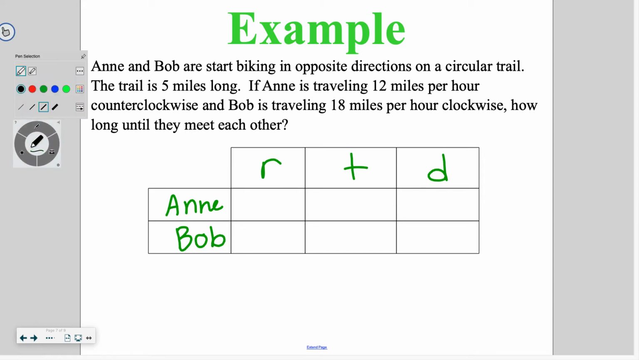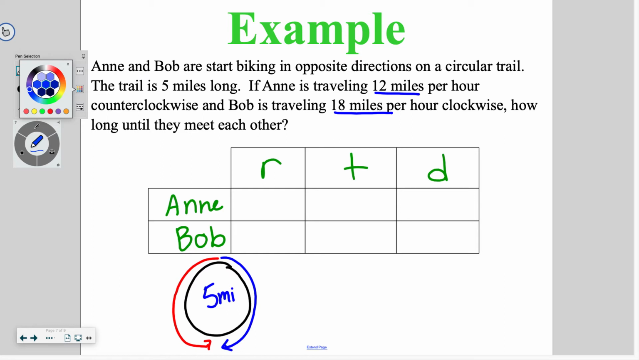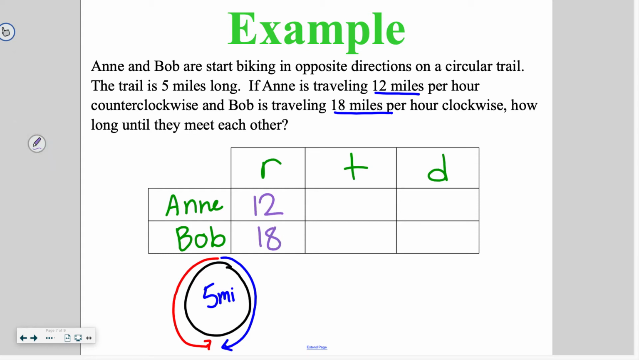To give you a quick visual, if we have a circular trail, Ann is going to be leaving and going counterclockwise, while Bob is leaving and going clockwise, so the opposite direction. They're going to be traveling different distances, but our total path here we know has to be 5 miles. Other information that the problem gives us is the speed, aka the rate at which they are traveling. So Ann is going at 12 miles per hour and Bob is going at 18 miles per hour.